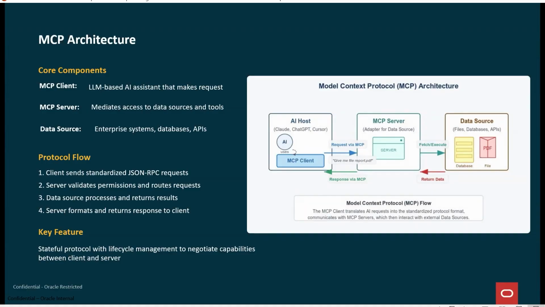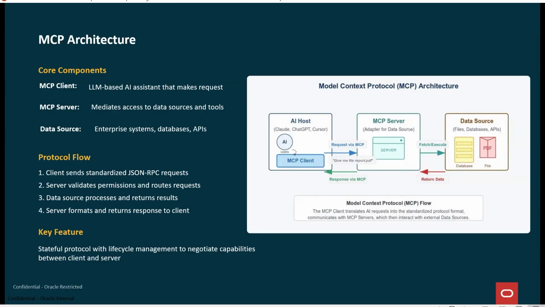Let's walk through the protocol flow. Basically, the client sends a standardized JSON-RPC request. The server checks for permission, validates the request, and routes it appropriately. The data source executes that particular request, maybe fetching rows from a database or pulling a file. And the server then packages up the result and sends it back to the client in a consistent format.